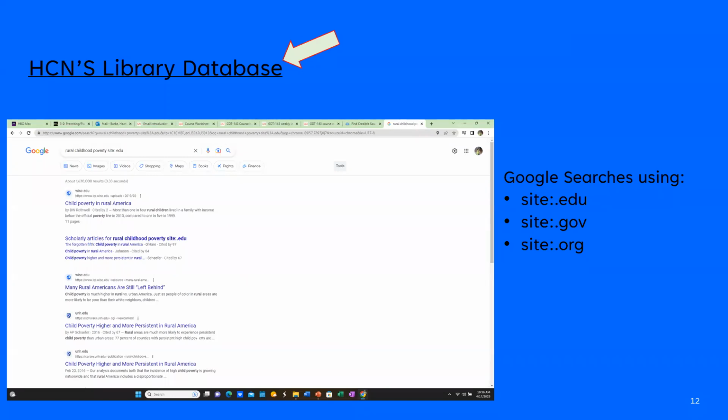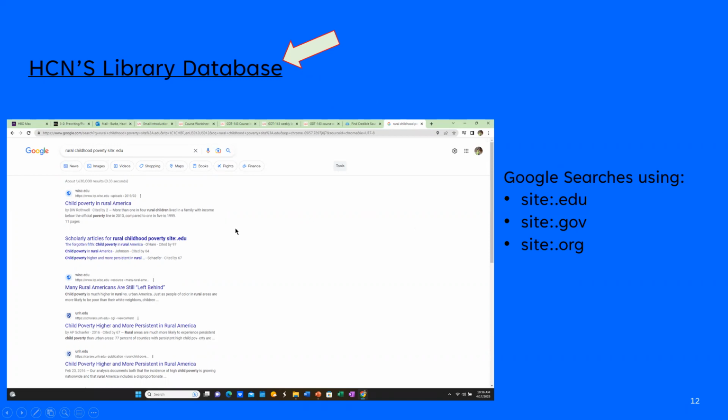Now I'm going to show you around our library's website a little bit, specifically where to find sources. Before I do that, I do want to point out, and this is actually new information to me, I found this useful myself.